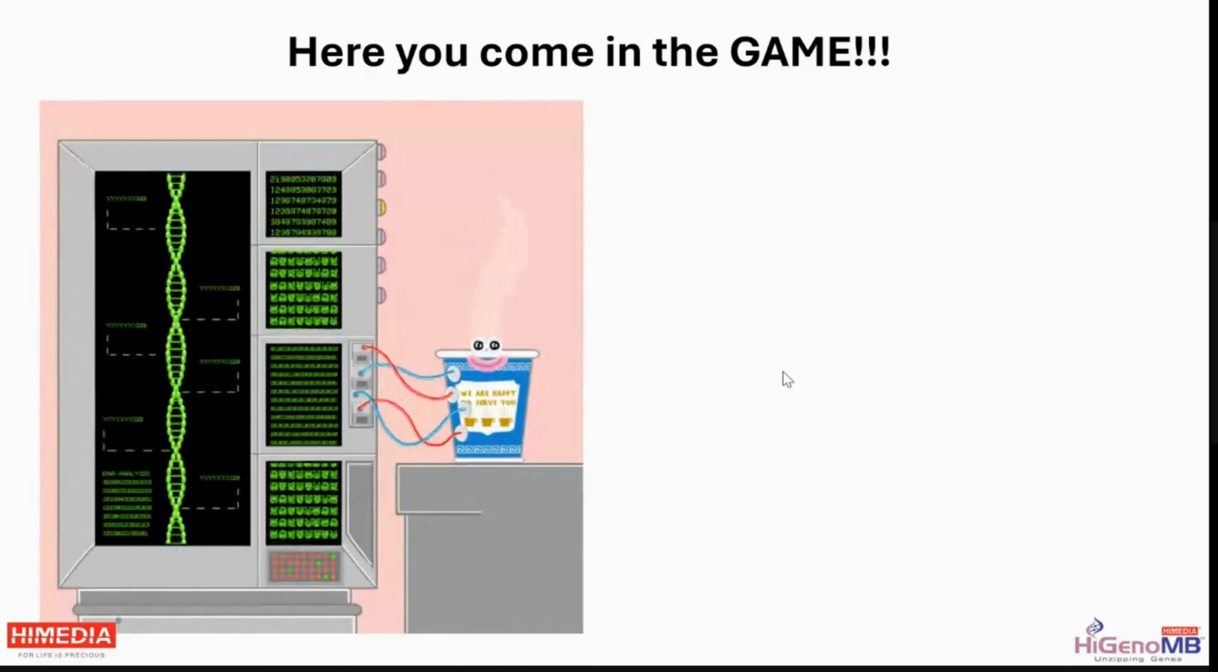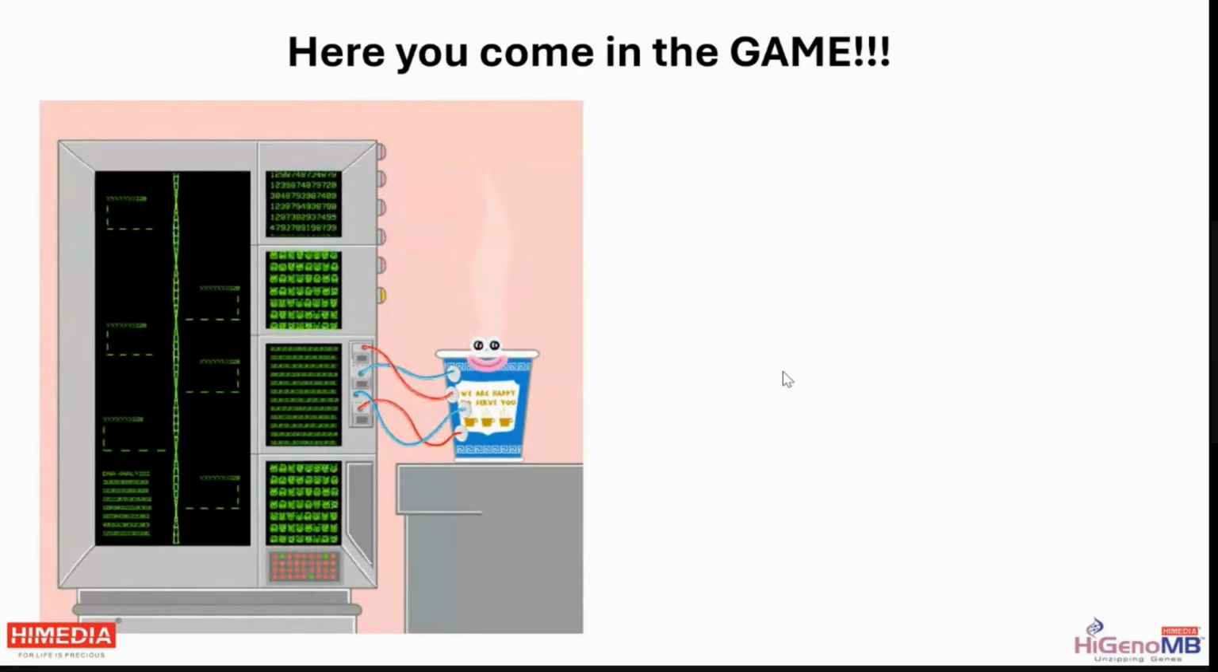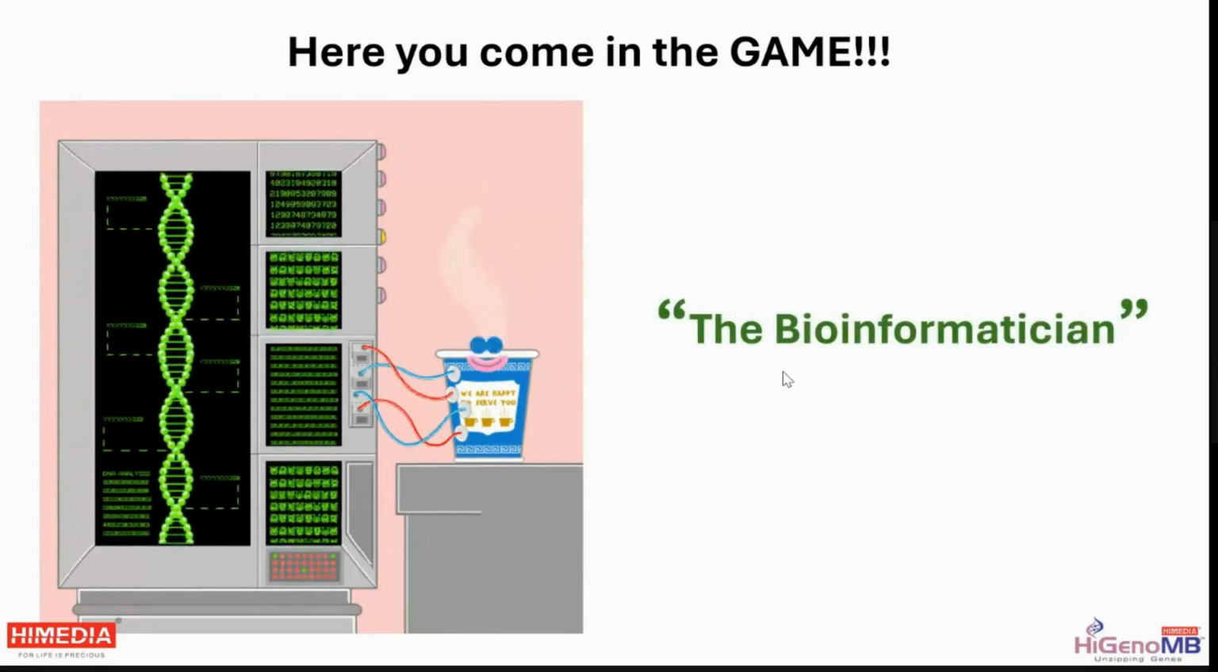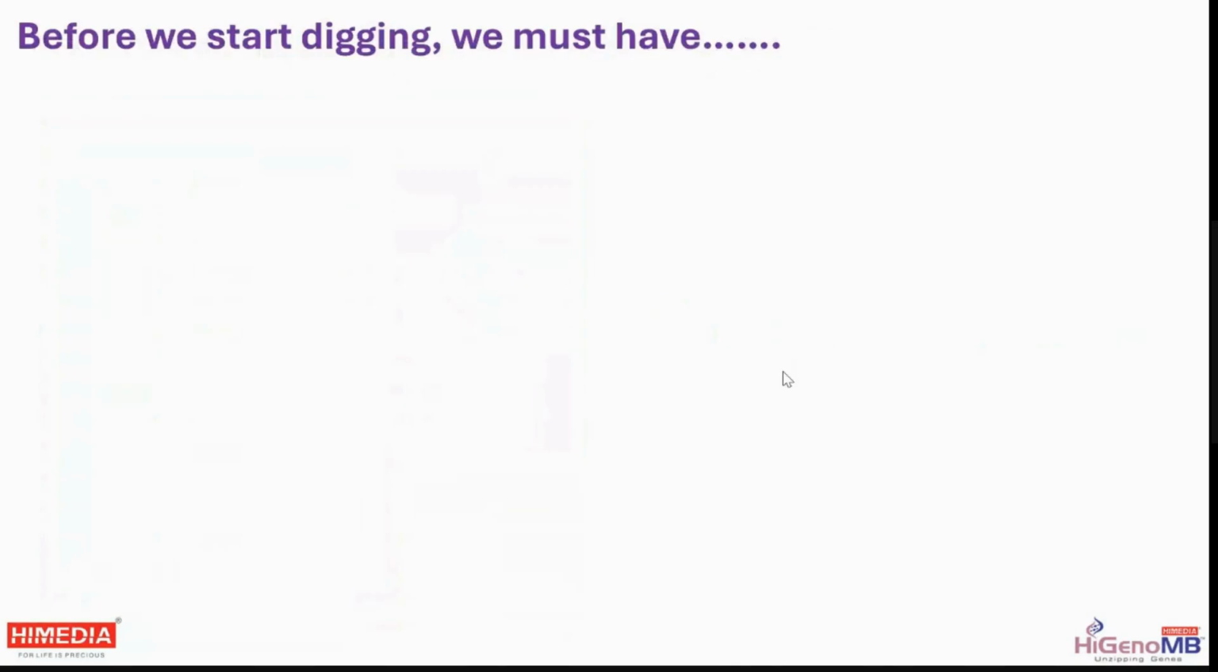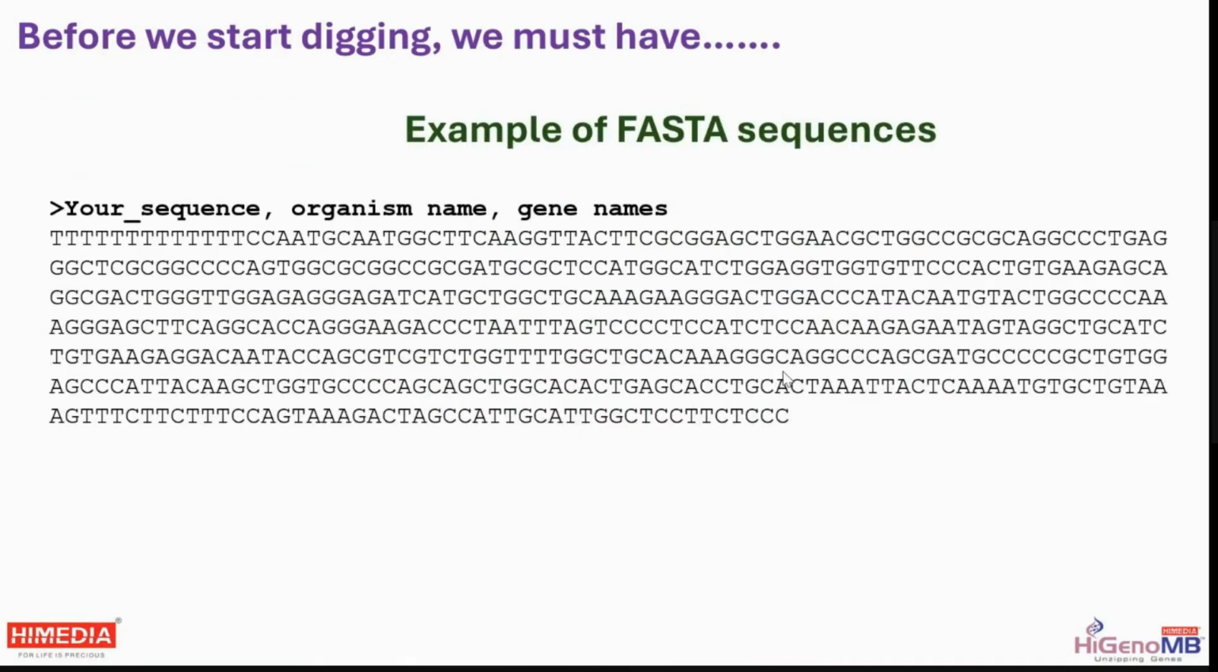This is the data which you can generate by using different tools and techniques, and this is where the role of the bioinformatician comes into the game, and here your game starts. So before we start digging, this is how an actual FASTA file looks: the first line has the name of an organism and then the name of the gene, and the next line will always start with the sequence, like ATGC.